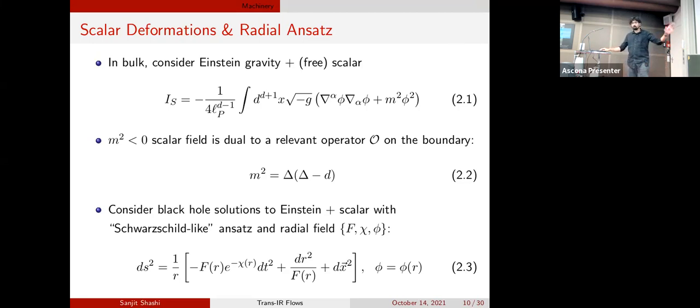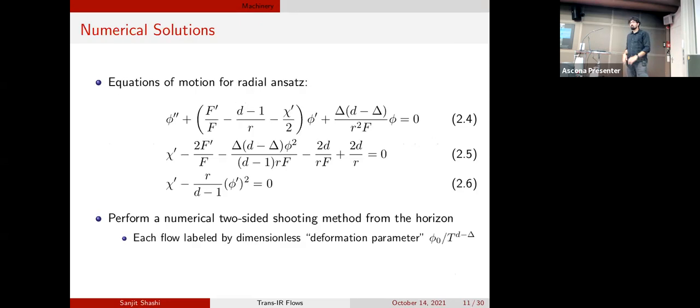And upon using this ansatz, your equations of motion will become a highly nonlinear set of ODEs, which you can't possibly hope to solve analytically. So we'll do so numerically by some shooting method. And when we solve for a particular flow, each such flow will be labeled by some dimensionless parameter. That's just the source of the scalar field divided by the temperature of the black hole raised to some power.